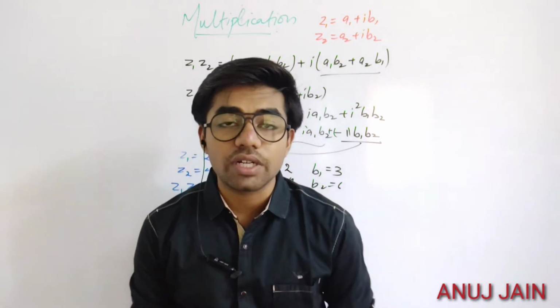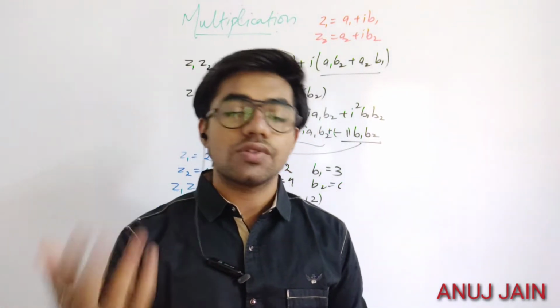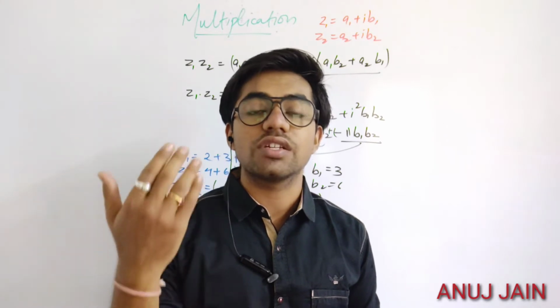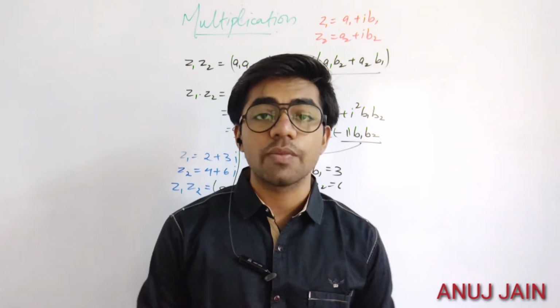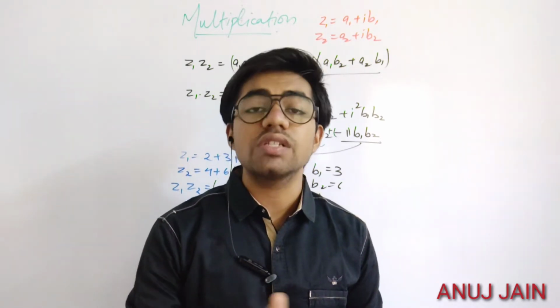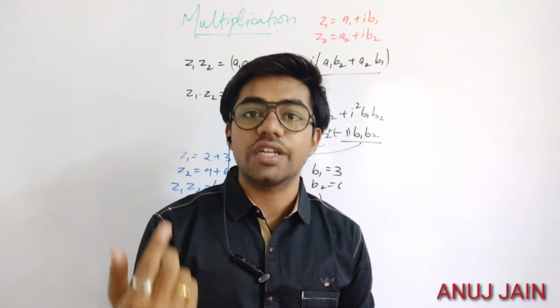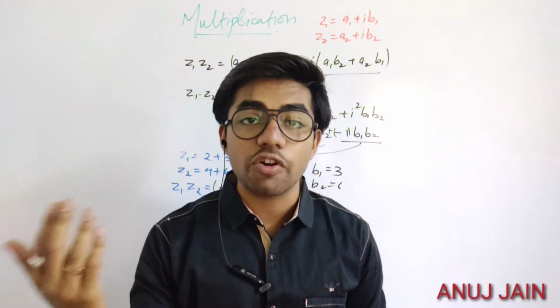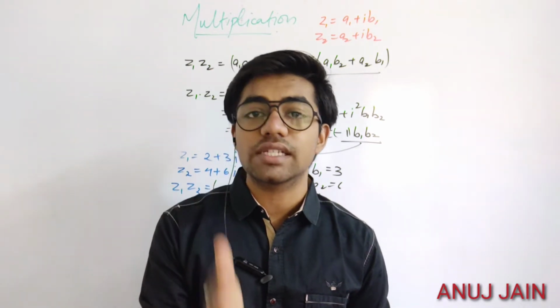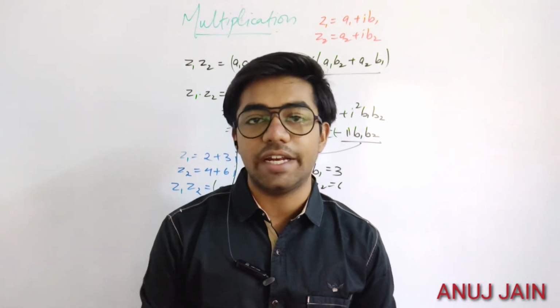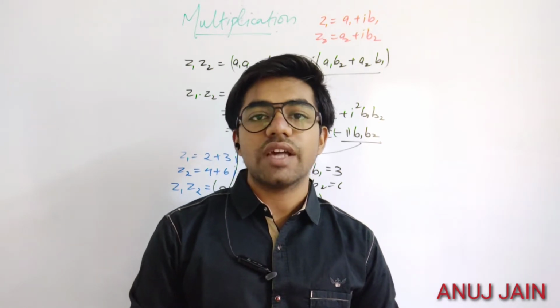हमने एडिशन की प्रॉपर्टीज देखी, राइट? एडिशन की प्रॉपर्टीज associative, commutative, existence of identity, existence of inverse. So वैसे ही multiplication, the same properties we'll see in multiplication. Okay, associative, commutative, existence of multiplicative inverse and existence of multiplicative identity, and many more. So let's have a look.